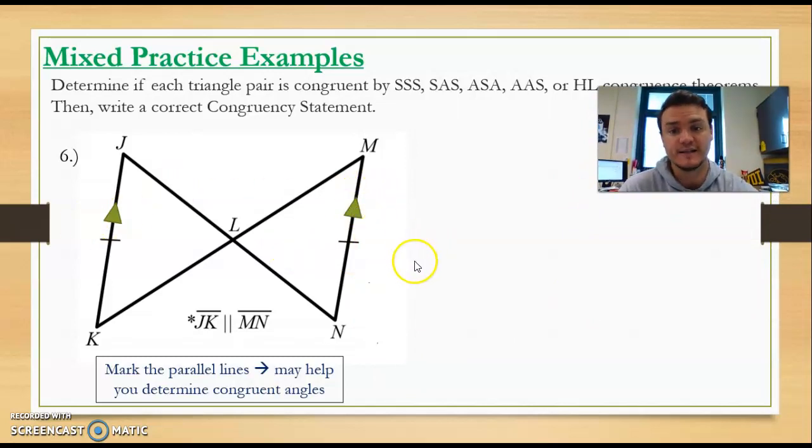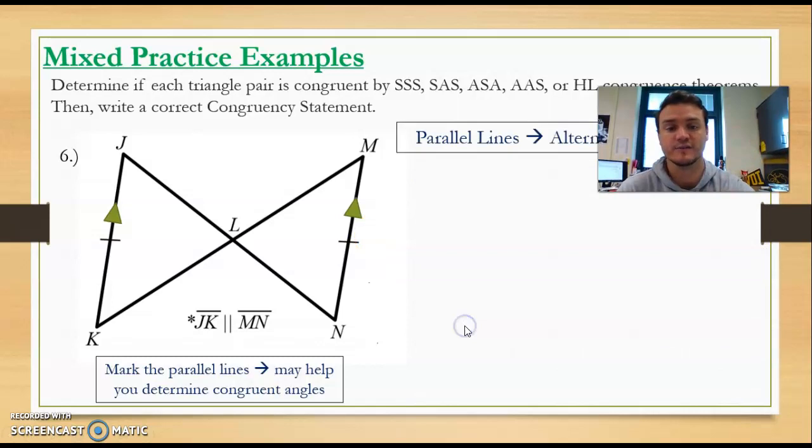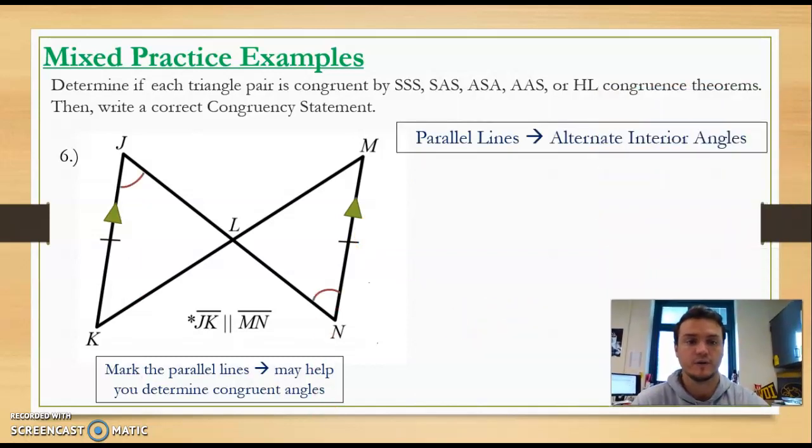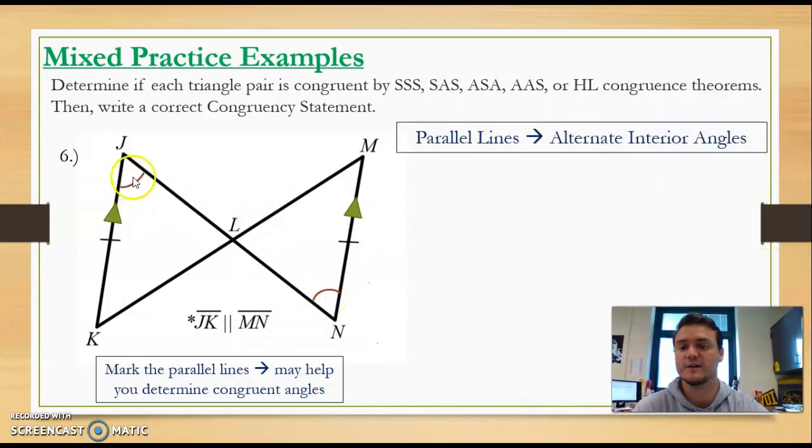If parallel lines exist, we have alternate interior angles. So these two angles right here are on opposite sides of this transversal JN. So they're alternate, and then they're in between the parallel lines. So these are alternate interior angles. And we would also have alternate interior angles here as well.